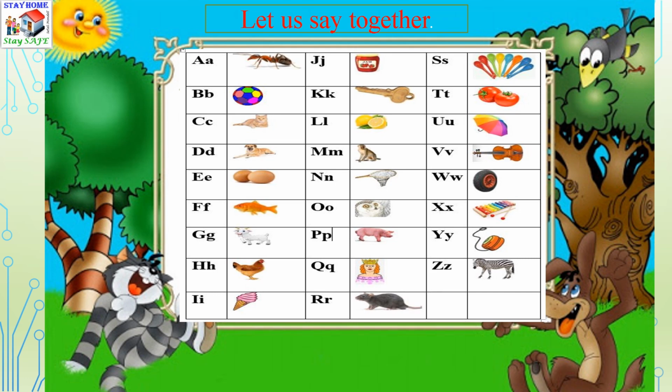S is for spoon. T is for tomato. U is for umbrella. V is for violin. W is for wheel. X is for xylophone. Y is for yo-yo. Z is for zebra.